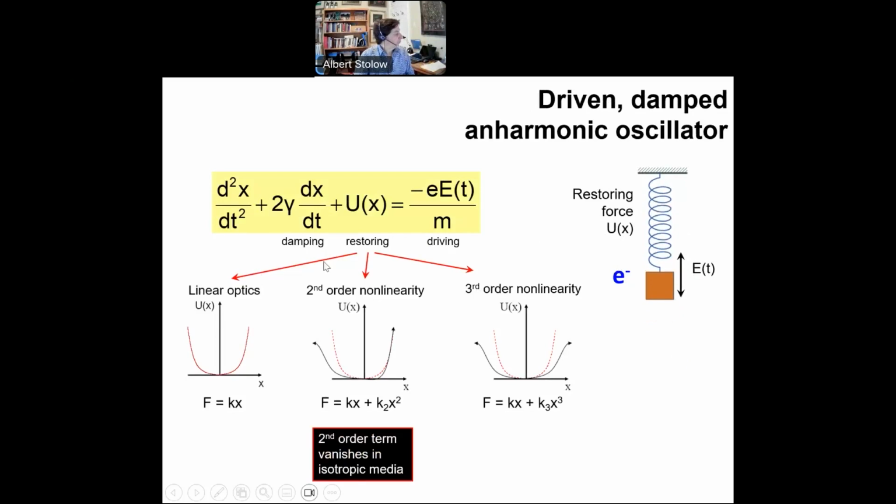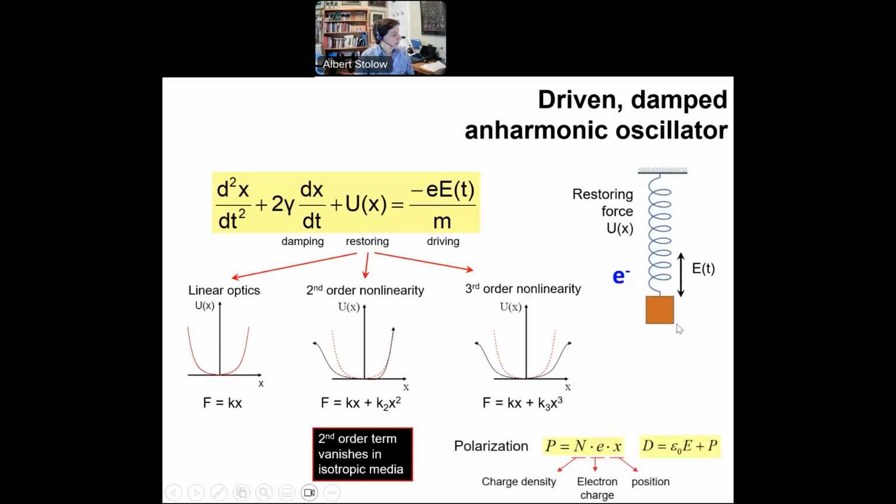If the restoring force is linear, like for a spring, F equals kx, then I get all of linear optics. But you could imagine that if the spring constant changed with extension, I might have a nonlinear response. That's called anharmonicity. For example, something goes like the square or the cube. Then these would be nonlinear responses in the shaking of this oscillator. And this turns out to give new frequencies.